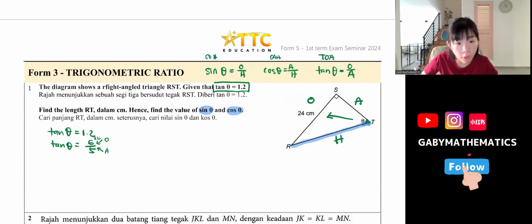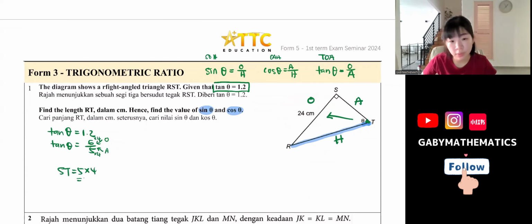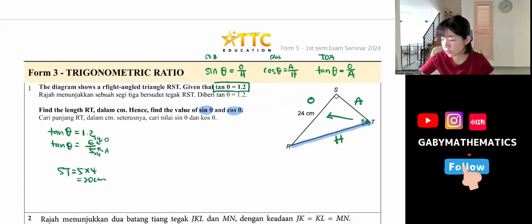6 times 4 equals 24, which means the 5 also times 4. Then I can get A. Okay, so to find ST, 5 times 4 is 20 cm. So I got 20 cm for ST. If I have 24 cm and 20 cm, the question asks what is the length of RT. So what is the length of RT?